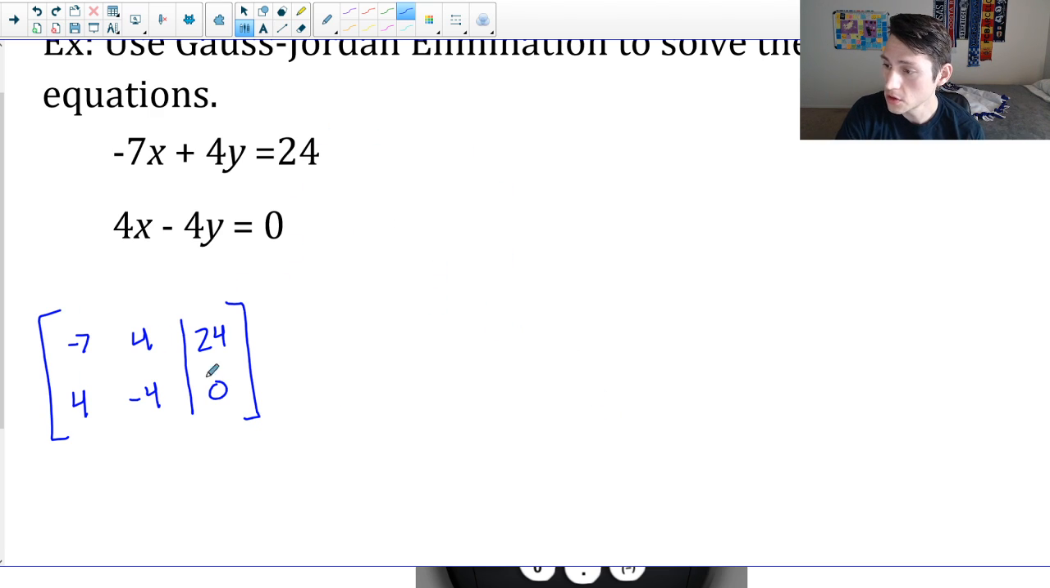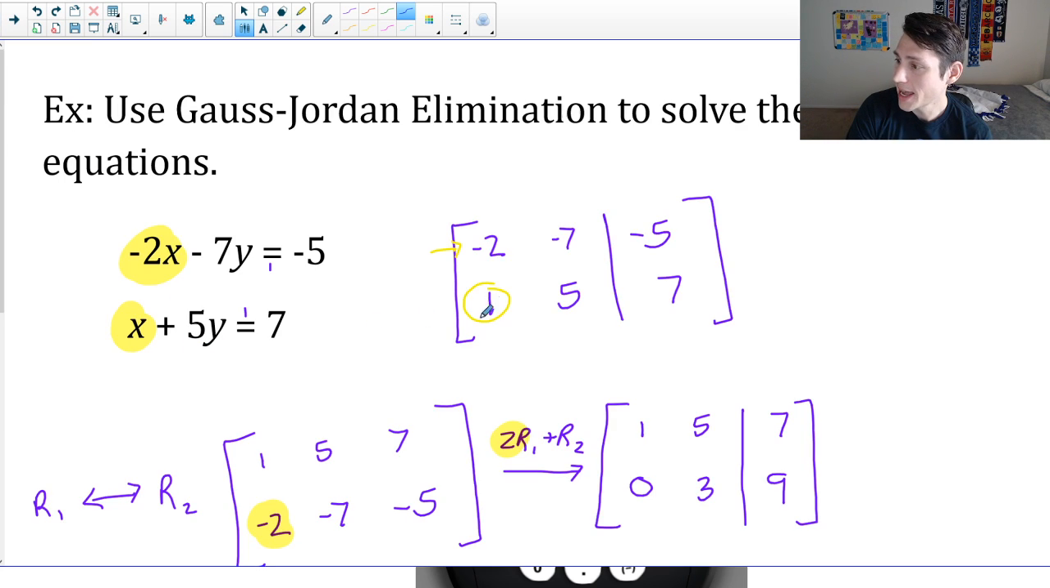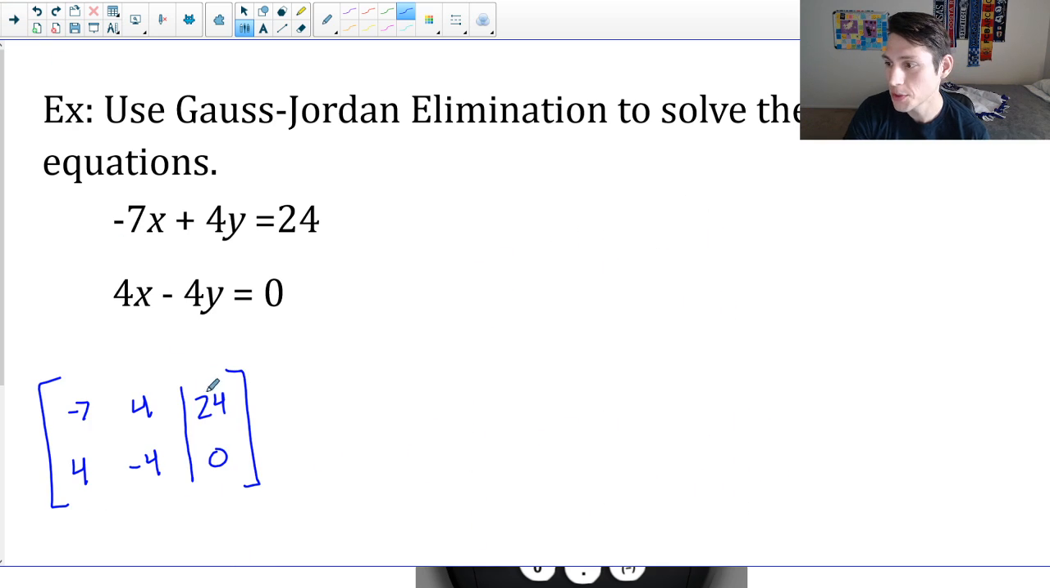Okay, so my first overall goal is get a 1 here. And that doesn't necessarily mean make the negative 7 into a 1. It just means do some row operations so that at the end of them there's a 1 here. Okay, so last problem we just had a 1 down here, so we just switched the rows so that there was a 1 up there. So I can't quite do that because I don't have a 1 down here or here.